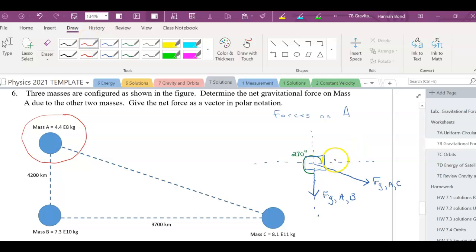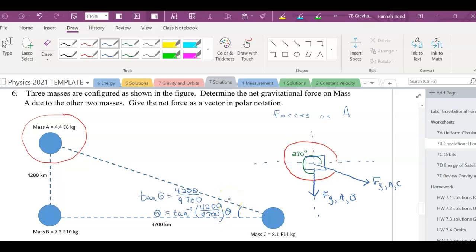Let me use a different color. Then I also need to find the angle in standard position of the force that C is applying to A. This doesn't look like one of the common right triangles, so I may have to calculate this angle here. I do know the length of the side that's opposite it, and the length of the side that is adjacent to it. If I call this theta, I can find theta because the tangent of theta would be the opposite side, 4200, divided by the adjacent side. Since I want to find theta itself, I'm going to take the inverse tan, or the arctan, of both sides. So if I do the arctan of 4200 divided by 9700, I can find that angle.